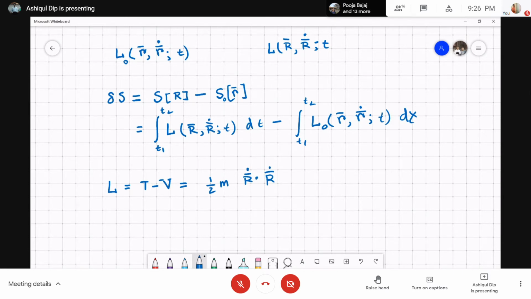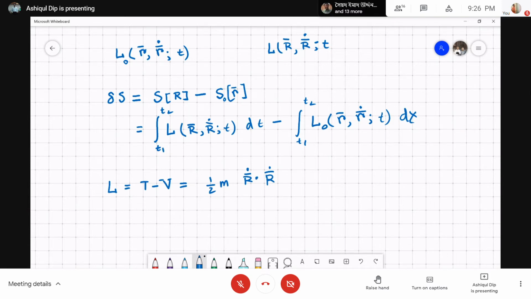Then why does it work? Actually, what do you mean? Why does it work? For example, the Lagrangian could be any other value, for example, T plus V squared or something like that. But why is it T minus V? Oh, T minus V is the standard prescription. We know at least this thing works.